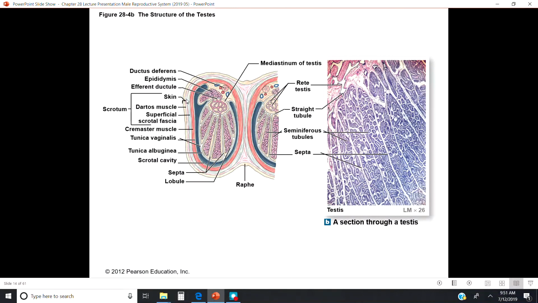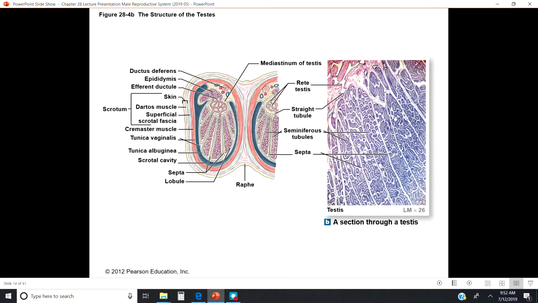Out here is the skin. We could see some fascia here. This would be the dartos muscle right over here. And I'll take it back. This is the cremaster muscle. Sorry about that. The cremaster muscle. Here's your tunica vaginalis. This is going to be the parietal layer. Then there's the tunica vaginalis. This is going to be the visceral layer.